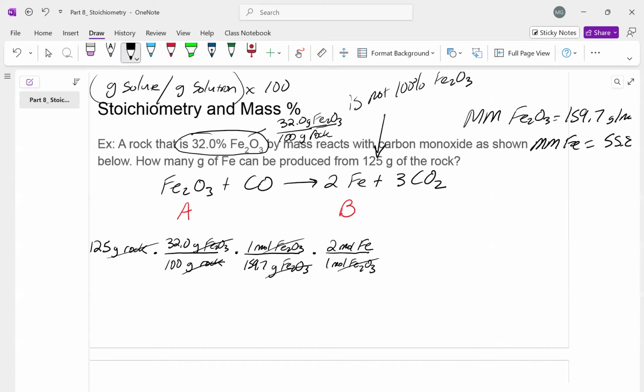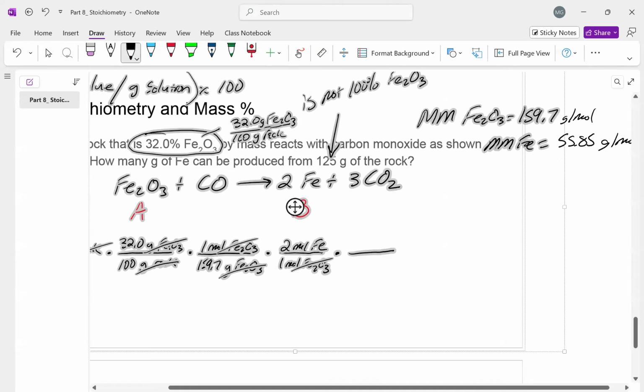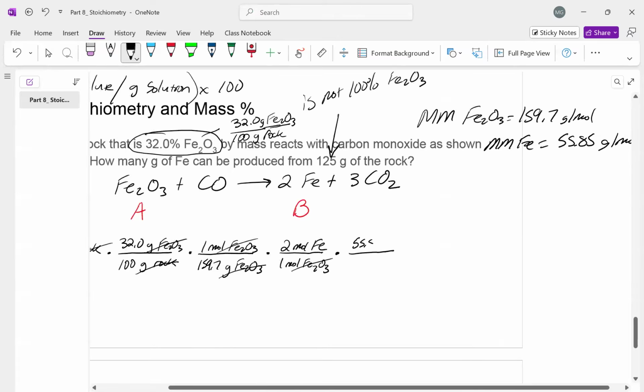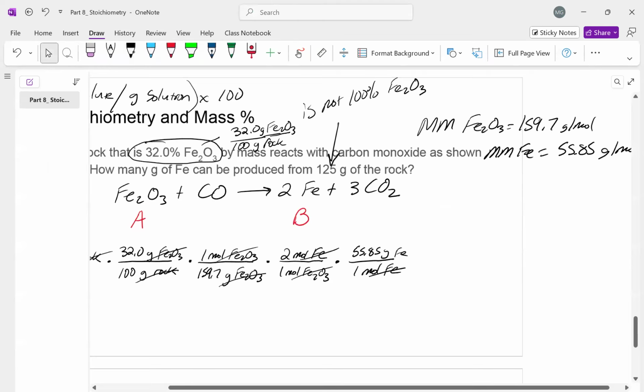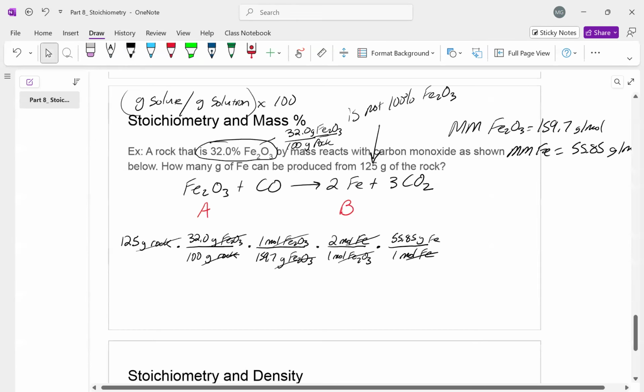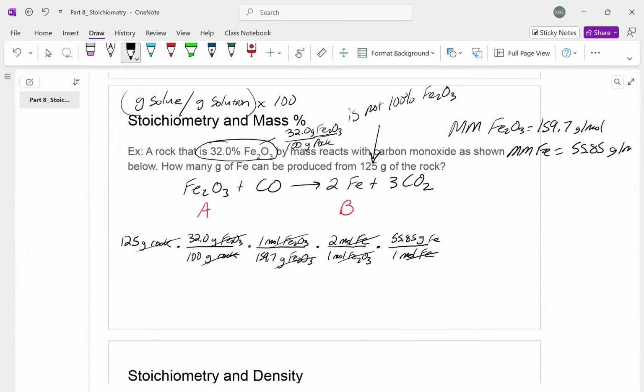Now that I'm in moles of B, I can finally get to mass of B by using the molar mass. From the periodic table, 55.85 grams of iron is 1 mole of iron. Everything cancels out correctly because I'm left with the unit I want, grams of iron. I toss all of that into my calculator, and I get a value of 28.0 grams of iron.